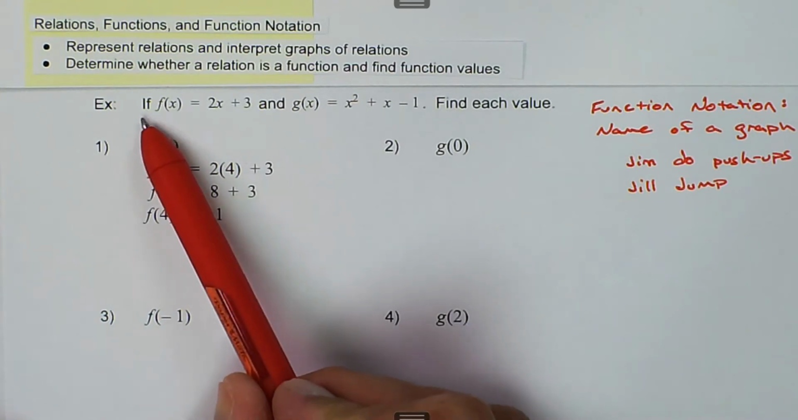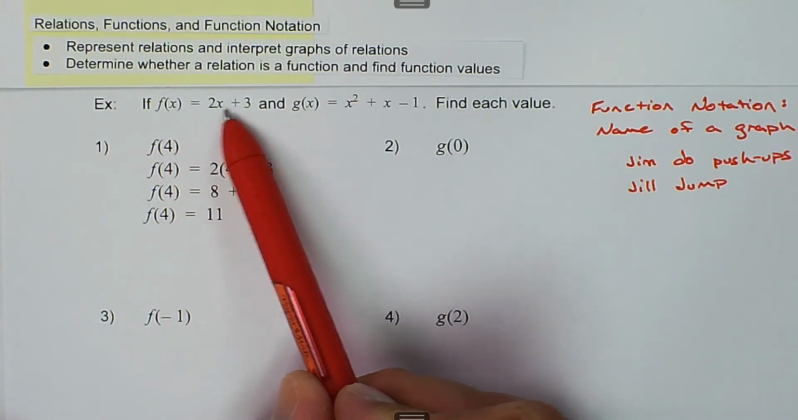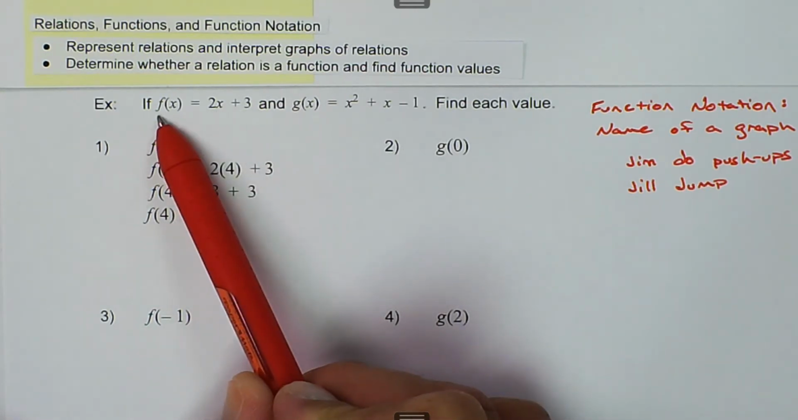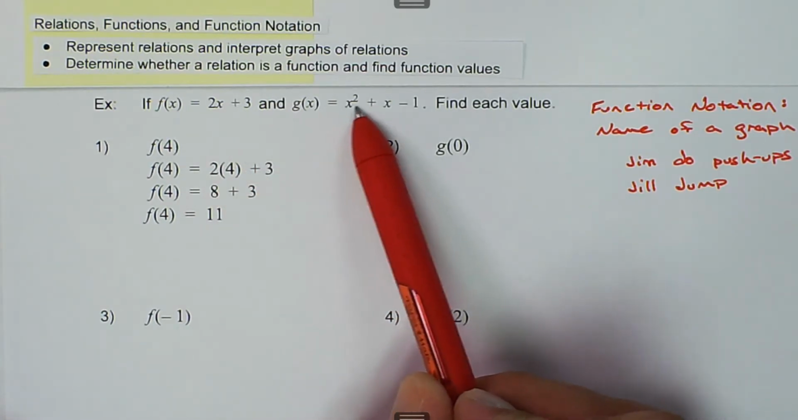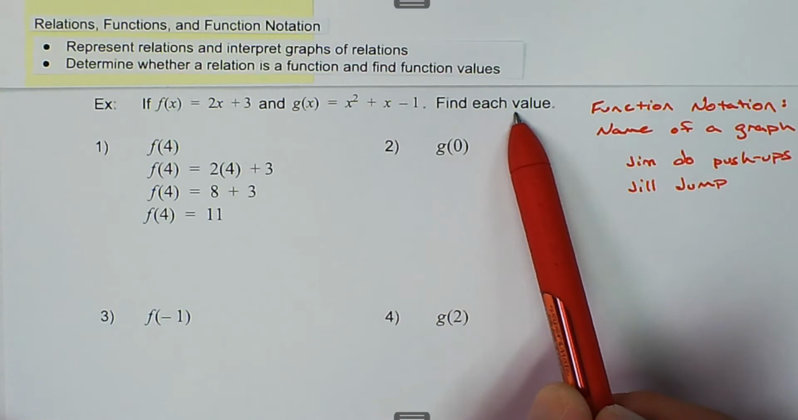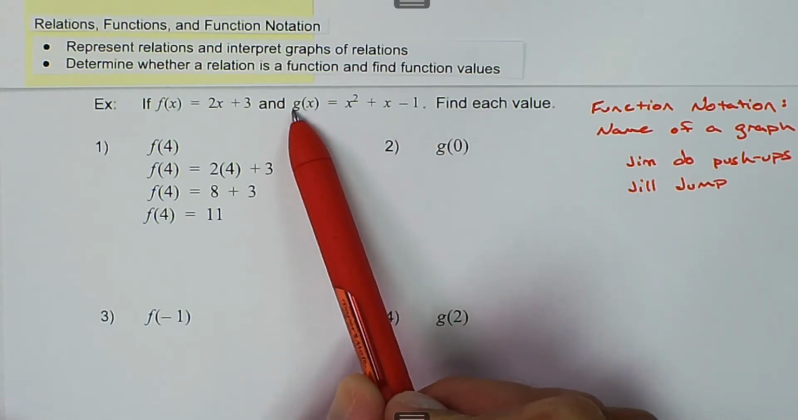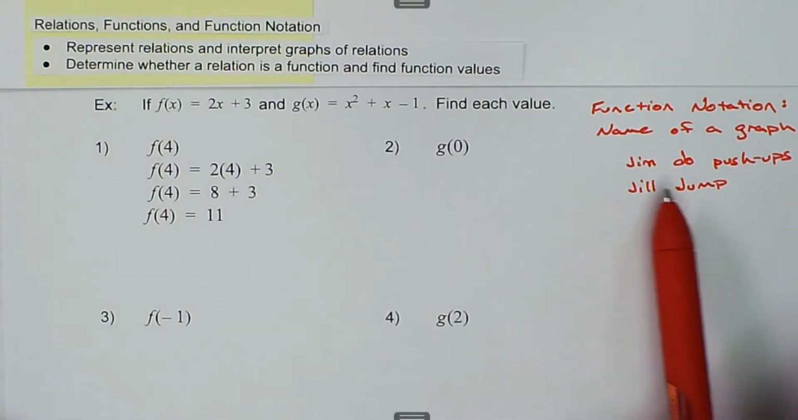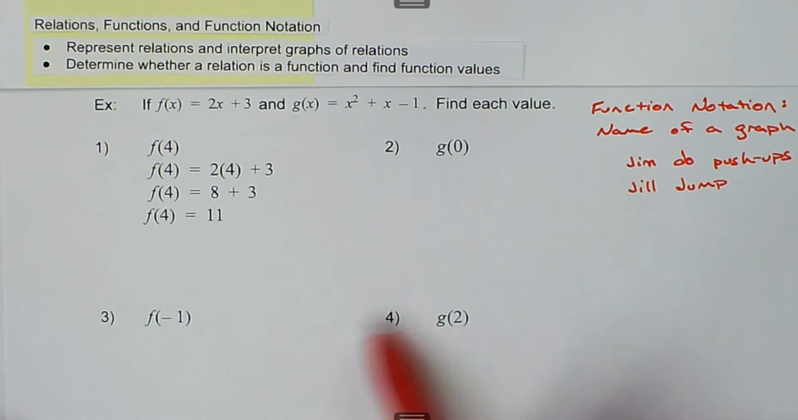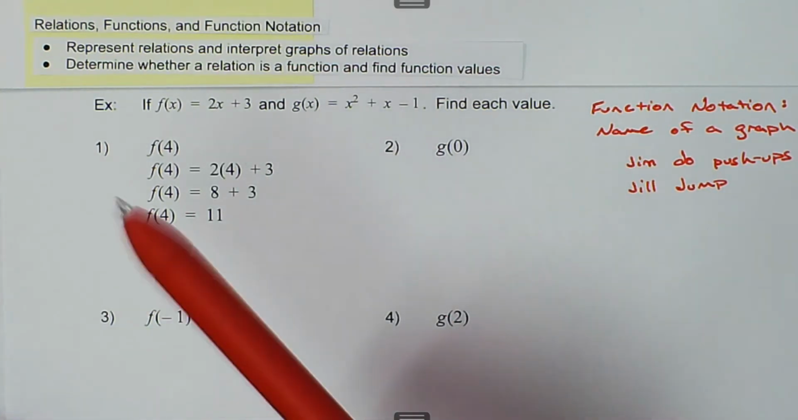For instance, this one we know that if f of x is equal to 2x plus 3, so the name of this expression right here is f of x. And g of x is equal to x squared plus x minus 1, find each value. So basically, we're going to say g, do some push-ups, and f, you jump. But we're going to use different numbers to substitute in for the variable to do that.